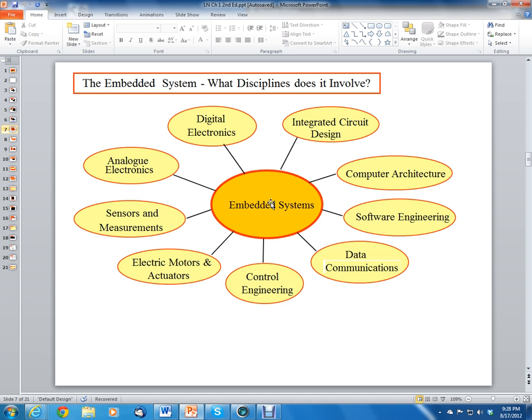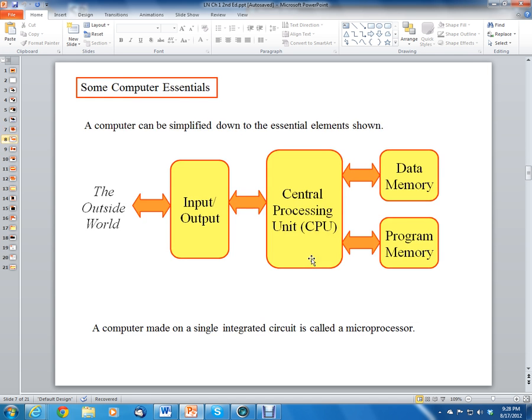And so embedded systems involve lots of different areas: digital electronics, analog, sensors and measurements, electric motors and actuators, control engineering, software, computer, data communications, integrated circuit design. So many different areas of disciplines are involved.